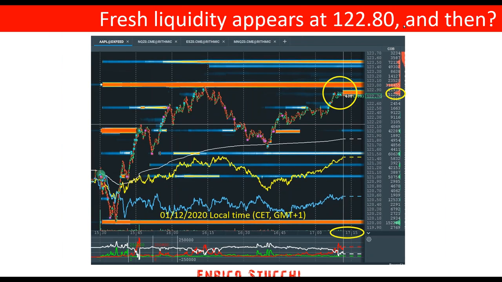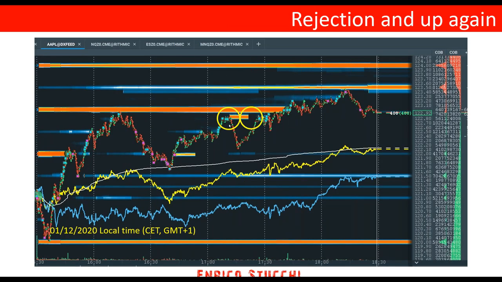Look at this. Fresh liquidity appears at 122.80. Okay, what do you think? Is the price going up or down here with the fresh liquidity that is skewing the auction? The price goes down. This is the fresh liquidity added. The price goes down, and they try to go up again, and the liquidity disappears. So the price continues rising. This level is eaten, and then the price goes up to the next important liquidity level, 23.50.